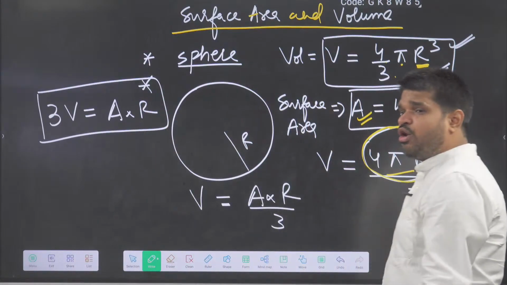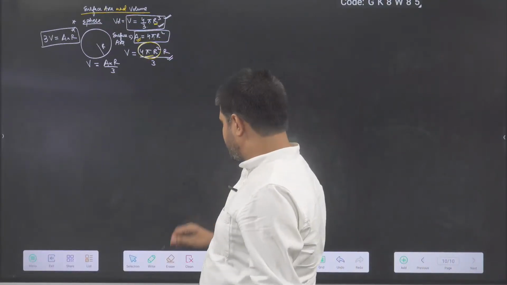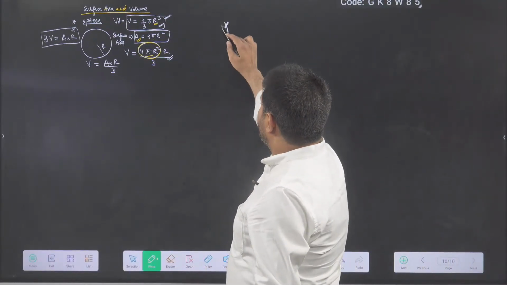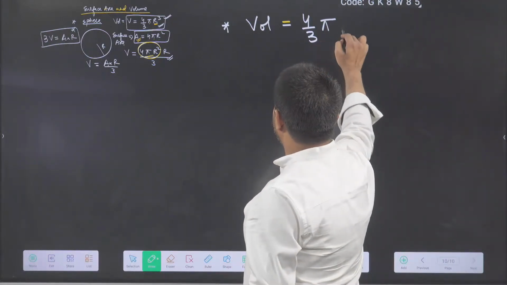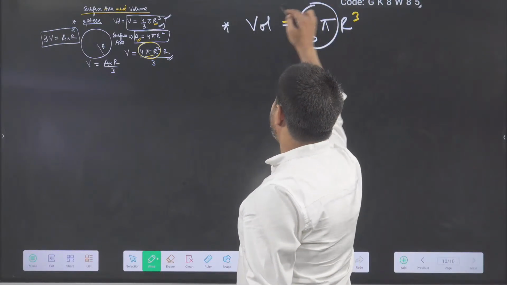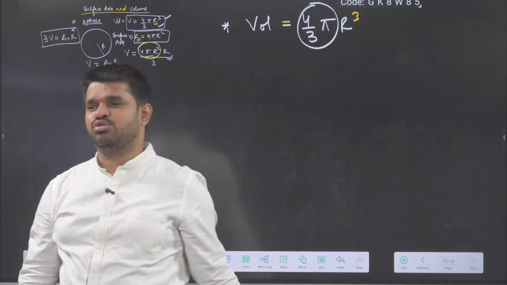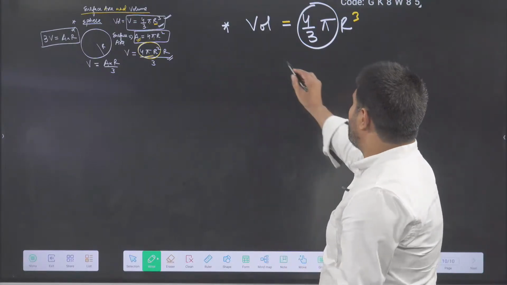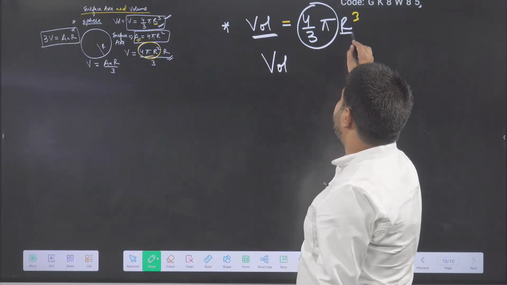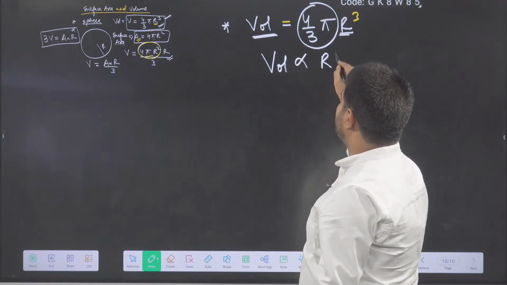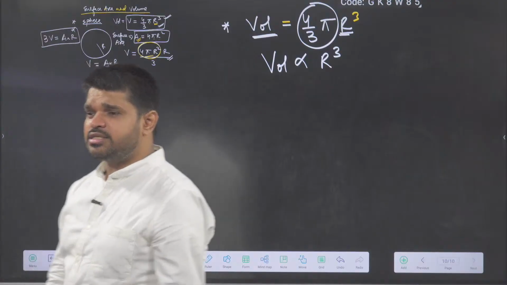Okay, now let's continue. Everyone see, the volume formula is 4/3 pi r cubed. 4/3 pi is constant. 4 is constant, 3 is constant, and the value of pi is also constant. So what is the dependency of volume on radius? Volume is proportional to radius cubed.